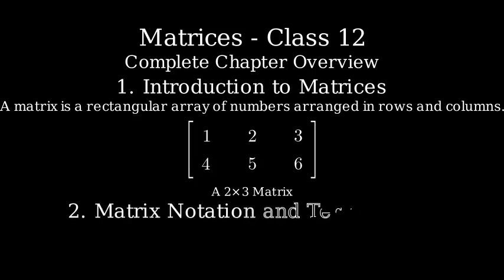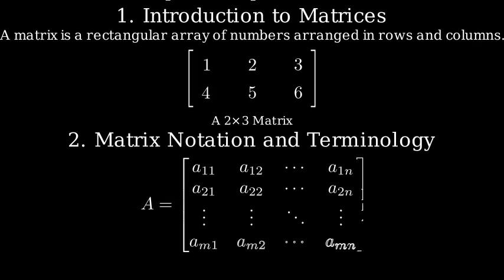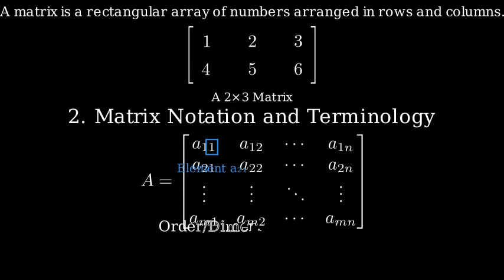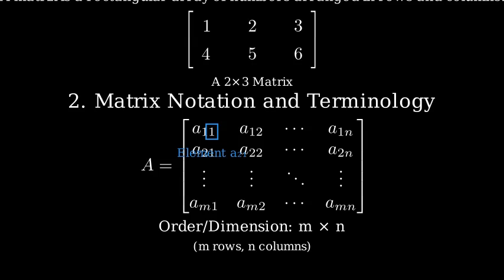Now, let's talk about matrix notation and terminology. We typically represent matrices with capital letters like A, B, or C. The individual numbers in a matrix are called elements or entries. The order or dimension of a matrix is represented as m times n, where m is the number of rows and n is the number of columns.